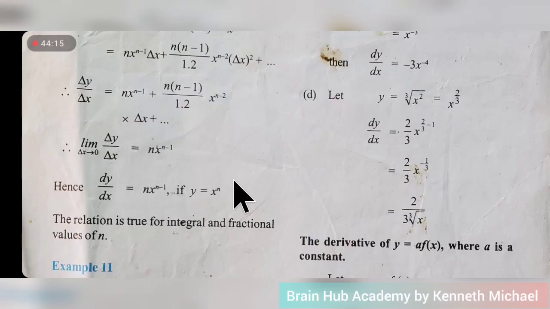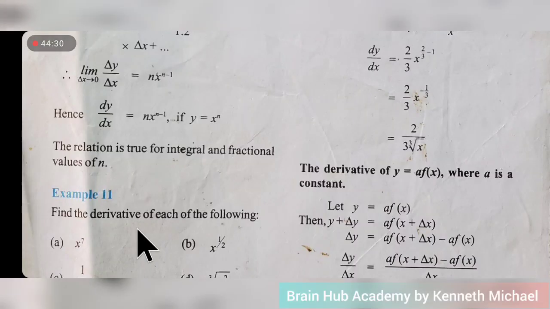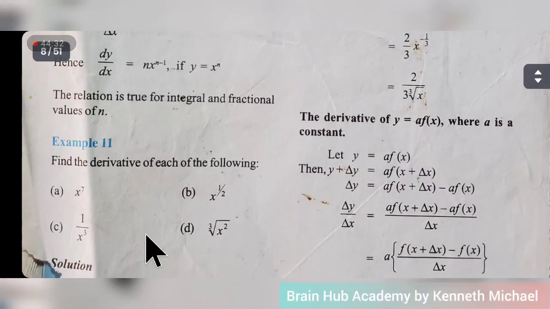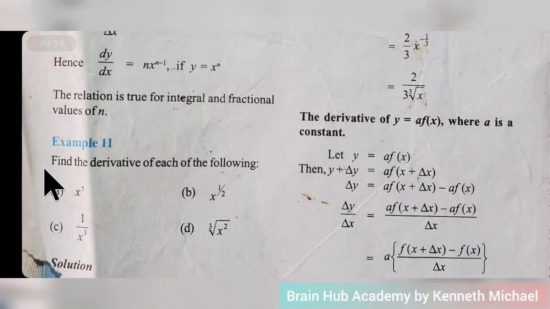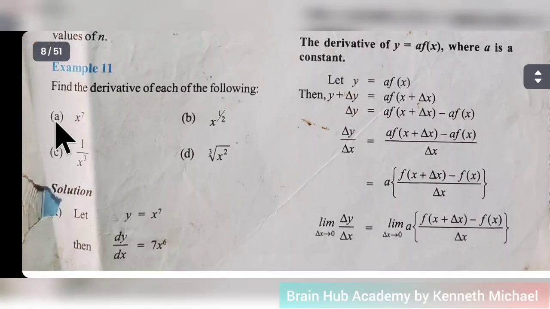So anytime you are doing a derivative, you use the power to multiply the coefficient of the variable s and then reduce the power by 1. That is what it means. So the relation is true for integral and fractional values of n. So now it makes differentiation simple for us. So find the derivative of each of the following, no longer using the first principle. So you can go straight to find this.